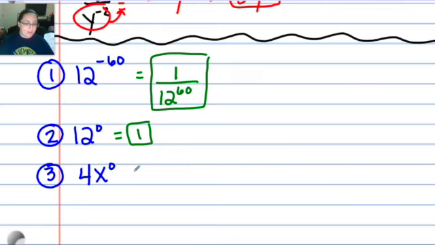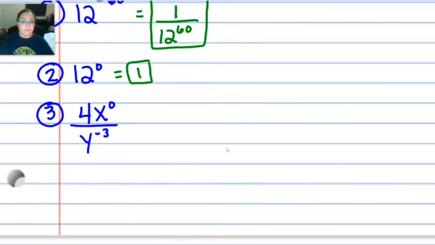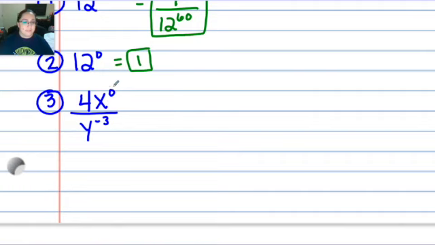Number 3. 4x to the 0 power over y to the negative 3rd power. Okay, so here we're actually combining the 2 rules. The first rule you can see is x to the 0 power. I think that's the easiest one to evaluate. If I evaluate this, then I'm going to keep the 4. But x to the 0 power becomes 1, so it's times 1, right? Over, and then we have y to the negative 3rd power.